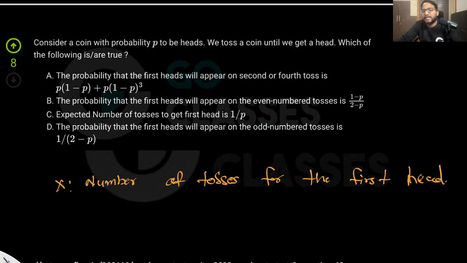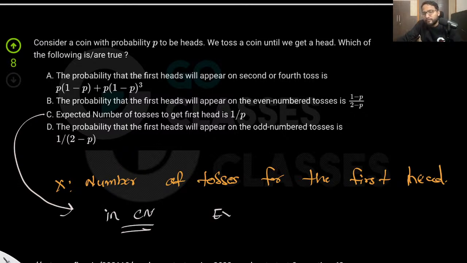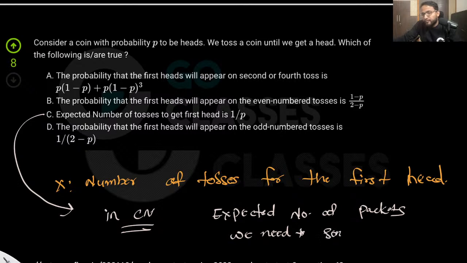So that's why this C is the correct answer. But this result is not used only in one question. Have you seen some questions in GATE in computer networks also? They say, what is the expected number of packets you need to send, until one packet is sent successfully? Basically, if your success probability is p, whatever is success for you, maybe a head coming is success for you, maybe sending a packet is success for you, if the success probability is p, then you have to do 1 upon p trials.